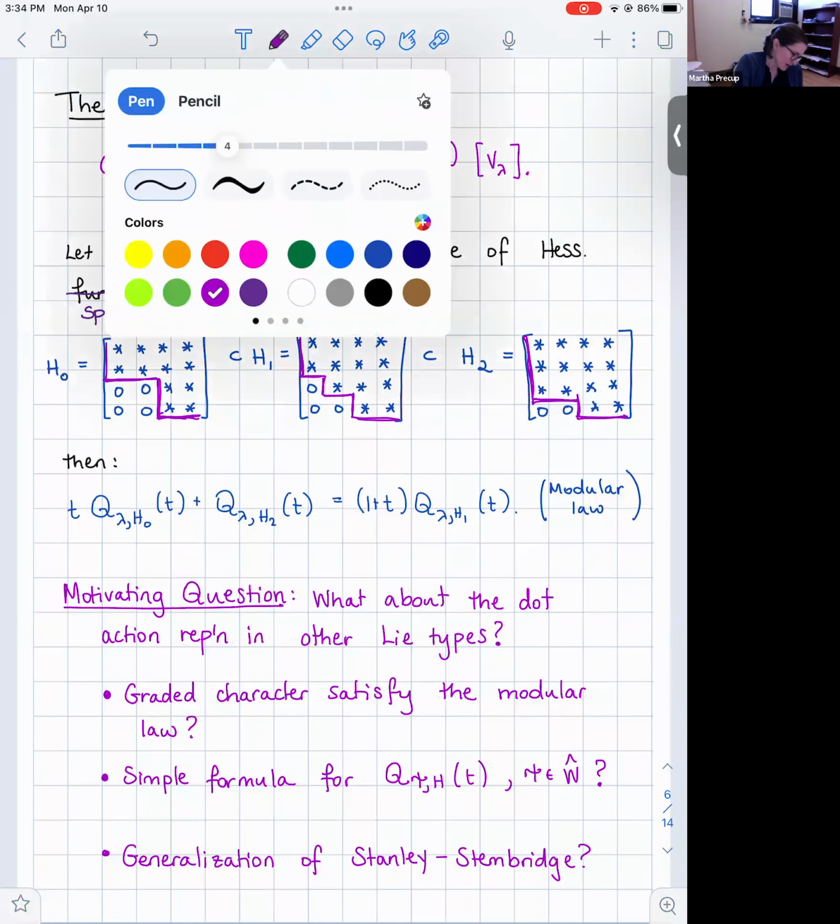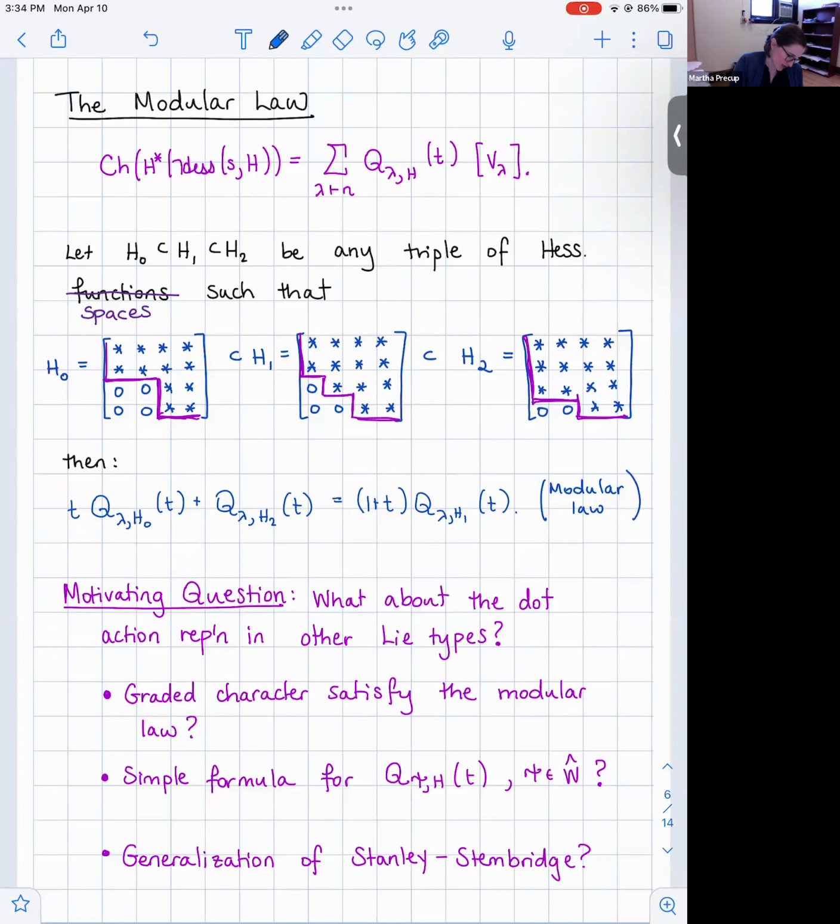Maybe just to give you a taste of where we're headed, we're going to see that there is a version of this modular law for arbitrary Lie types, which is good. As of yet, I do not know of a simple formula. So determining what this dot action representation is as a sum of irreducible Weyl group representations is still quite difficult. We don't have a great answer. And then there is the generalization of the Stanley-Stembridge conjecture.